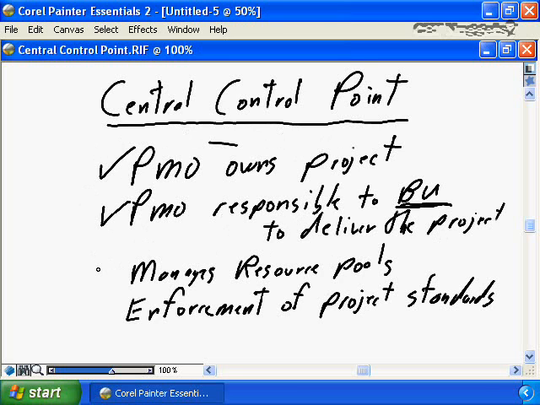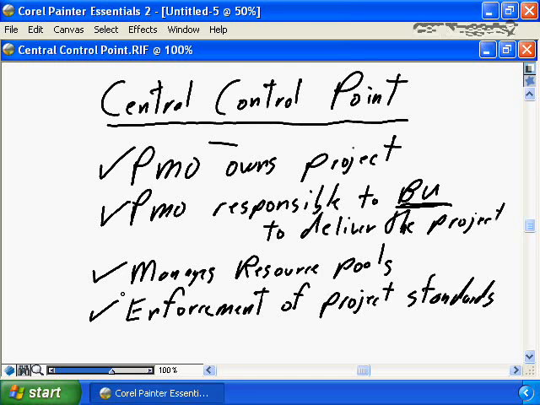Because of this level of responsibility, we're not coordinating the resource pools, we manage the resource pools, not just the project management resource pools, but all project staff, the business analysts, the engineers, the technical staff, all must report into the PMO, at least for the purpose of project delivery. If the PMO is going to be responsible, the PMO must manage, must own, must have control over the resource pools. And unlike the previous discussion where the PMO developed project standards, here the PMO enforces project standards.